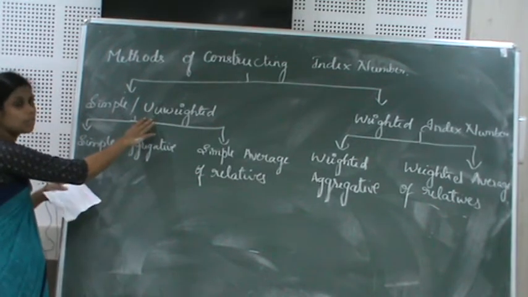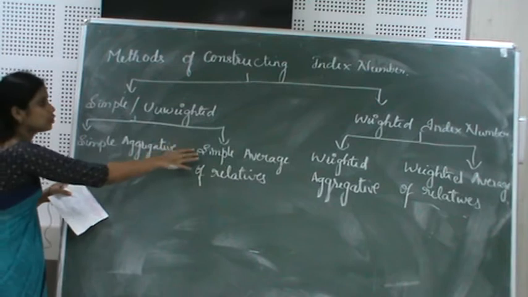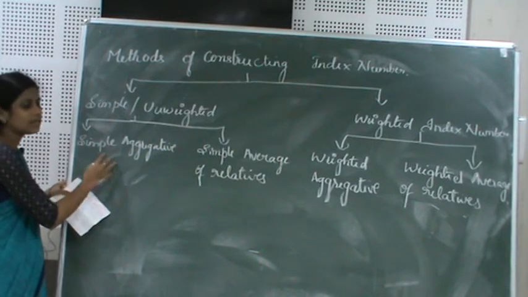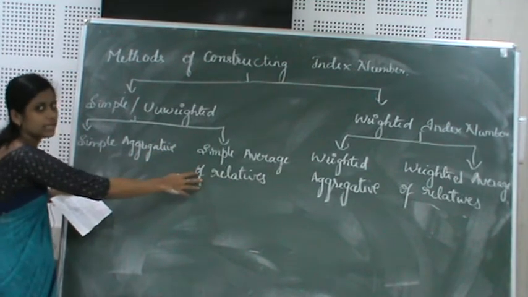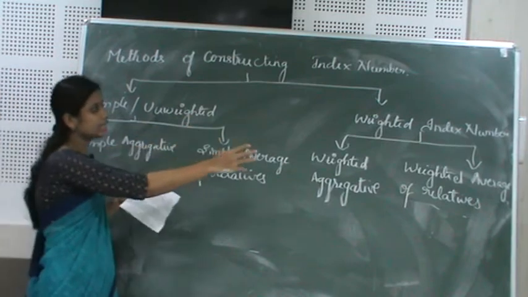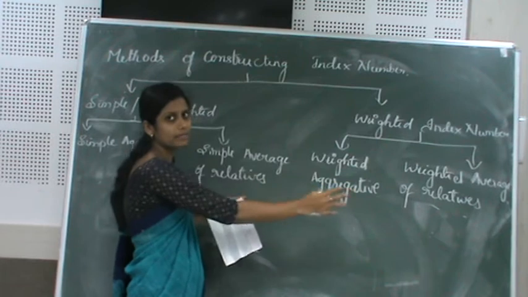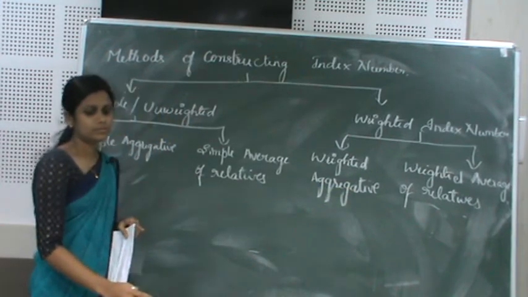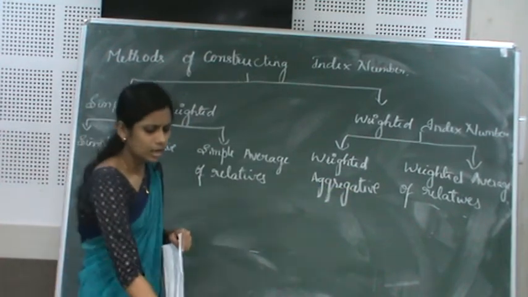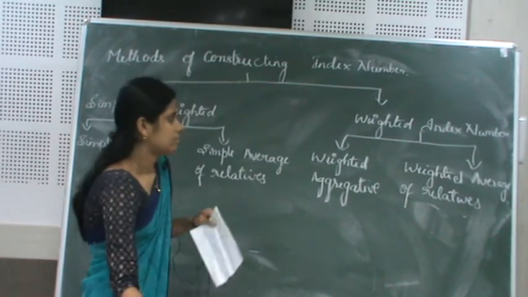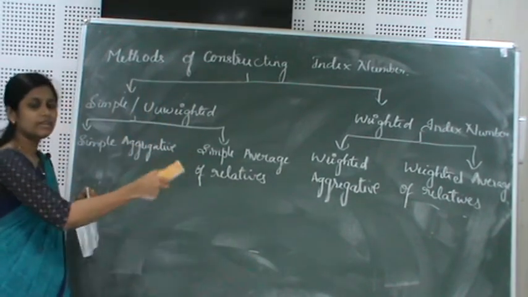In simple or unweighted index number there are two further methods: simple aggregative method, and simple average of relatives method. Likewise, in weighted index number there are two methods: weighted aggregative method, and weighted average of relatives method. Now we will see how to solve the problems in the different methods.